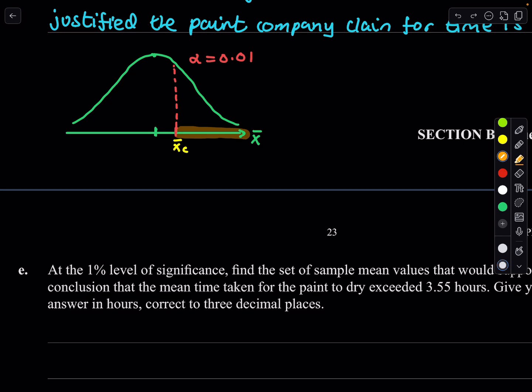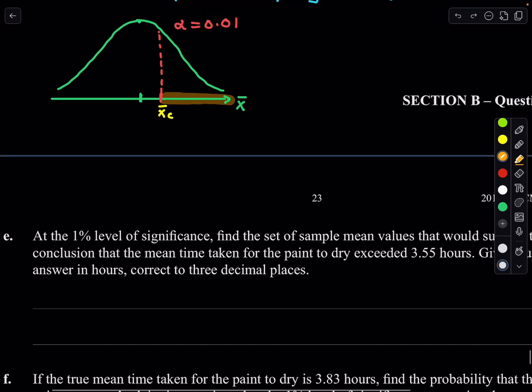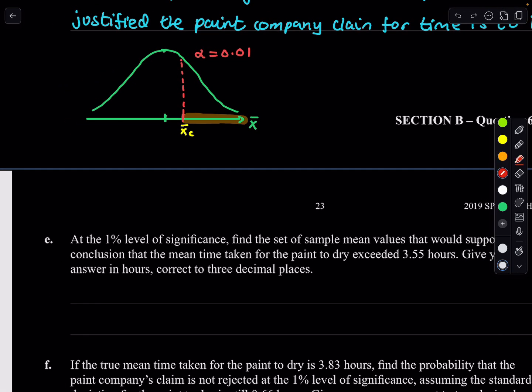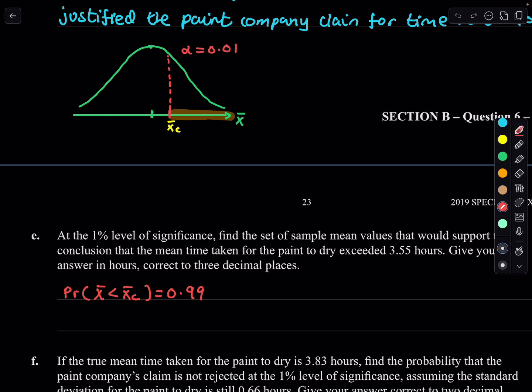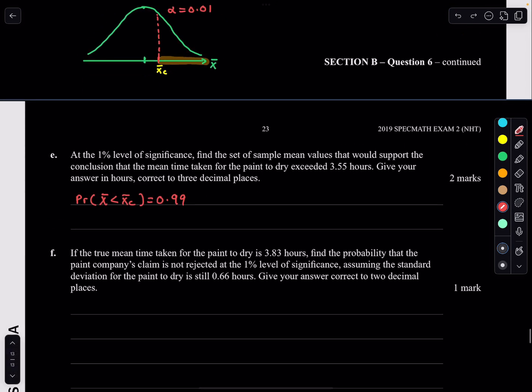Well, in this case, we want to reject it because we want to always assume that the company's claim is true. So we want to find this x bar, this critical value. If I know that this probability over here is 0.01, I can write it like this: the probability that x bar is less than this x is equal to 0.99, because this one here is 0.01.